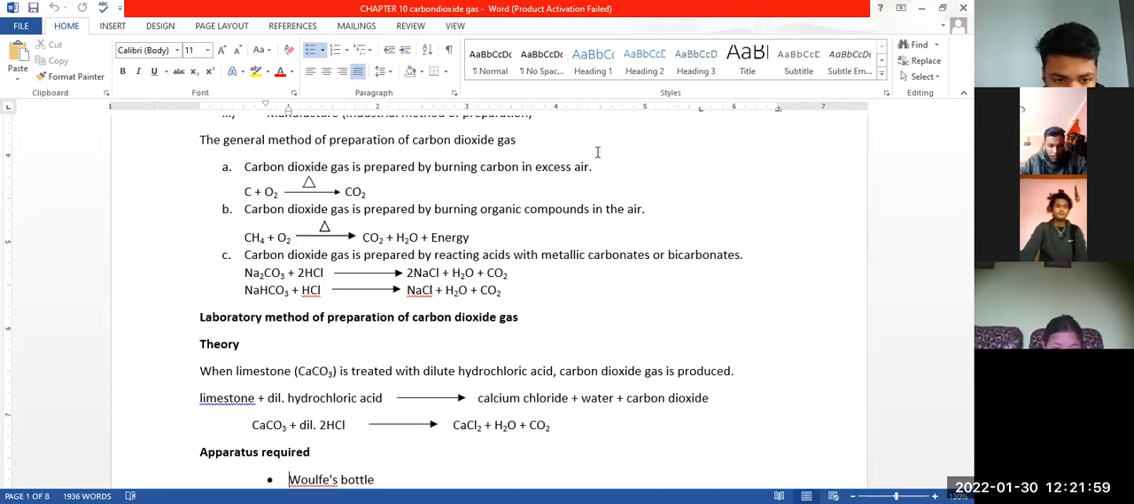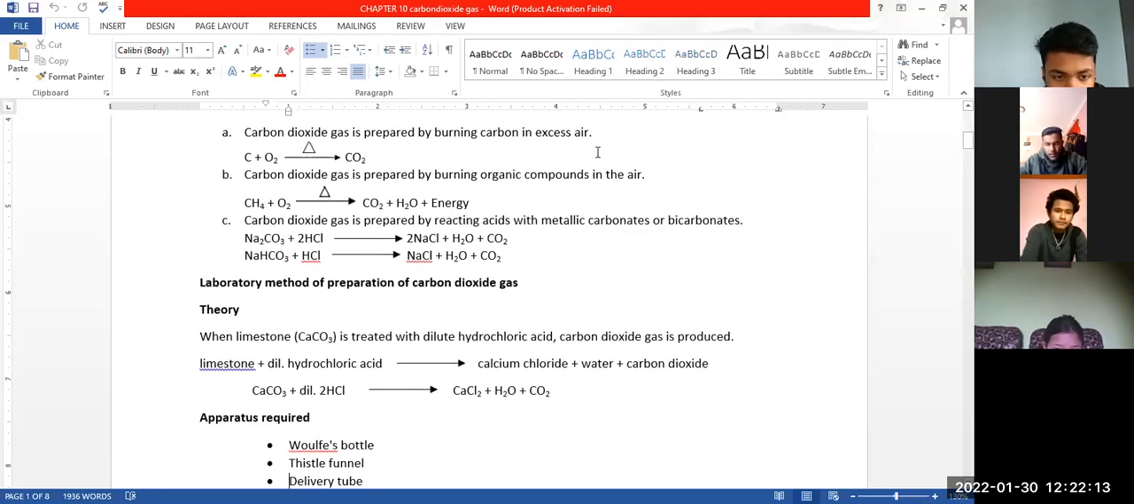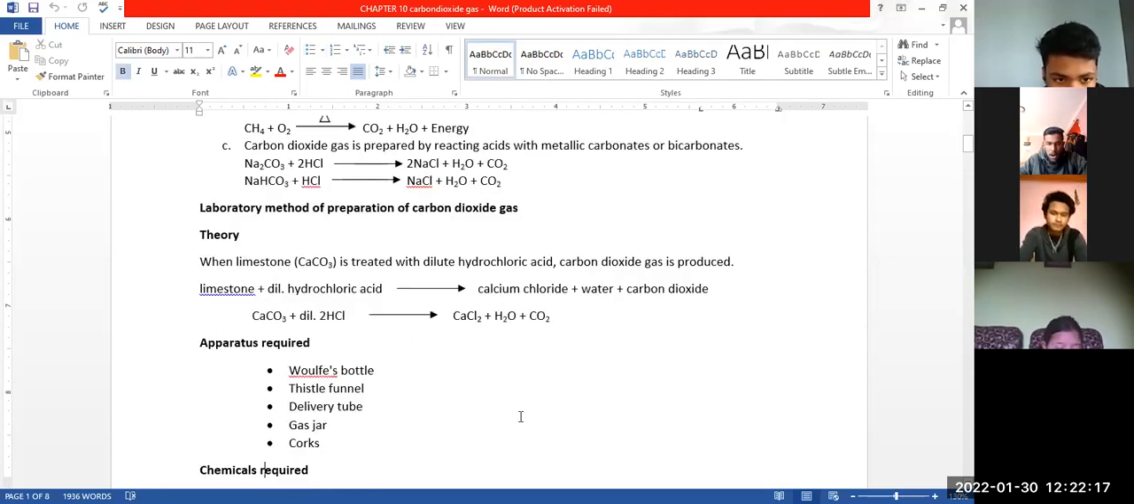So the reaction is CaCO3 plus 2HCl, where 2 is for balancing, giving CaCl2, which is calcium chloride, plus water plus carbon dioxide gas. Now, this is called the principal reaction.